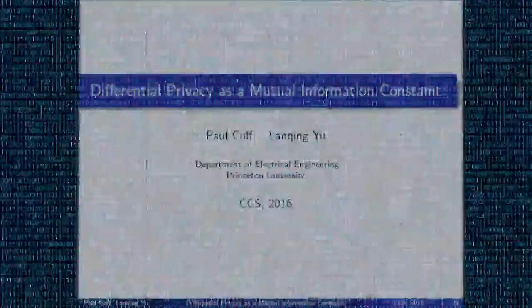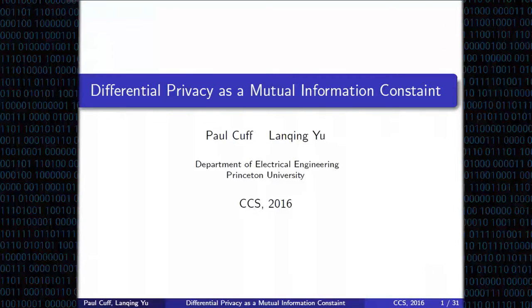It is my pleasure to welcome you to the session on differential privacy. Today we have three very exciting talks lined up that explore the intersection of differential privacy with information theory, with formal verification, and with programming languages. So first up, we have Lanqing Yu from Princeton University.